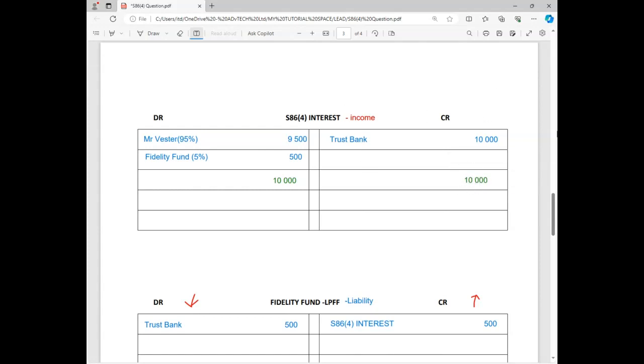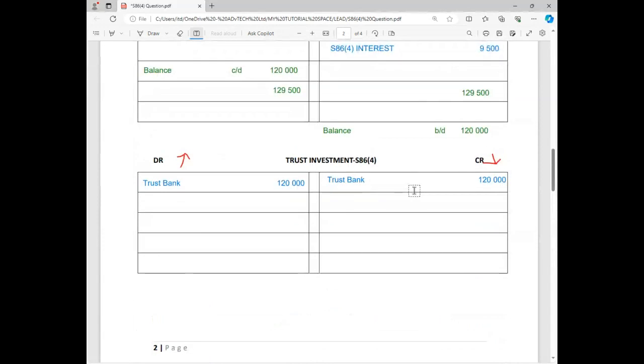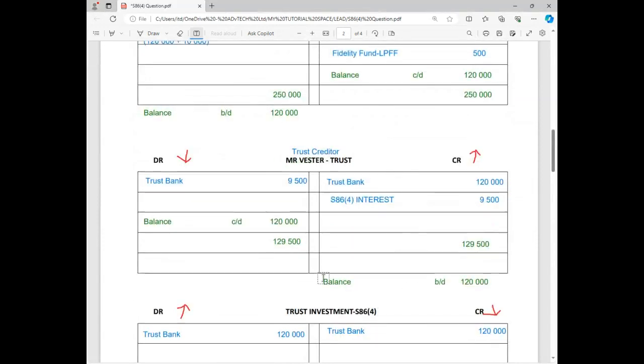Okay, so it means this one has been closed already, so you don't have to worry because it has been closed, remember. And then the same applies to this one. If you want to close it, it's 500. So this is how to deal with the interest on investments, or the investment whereby section 86.4 is used.